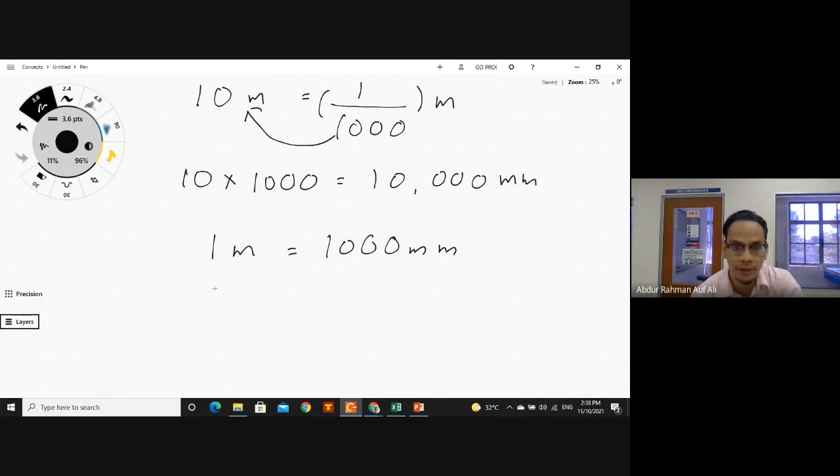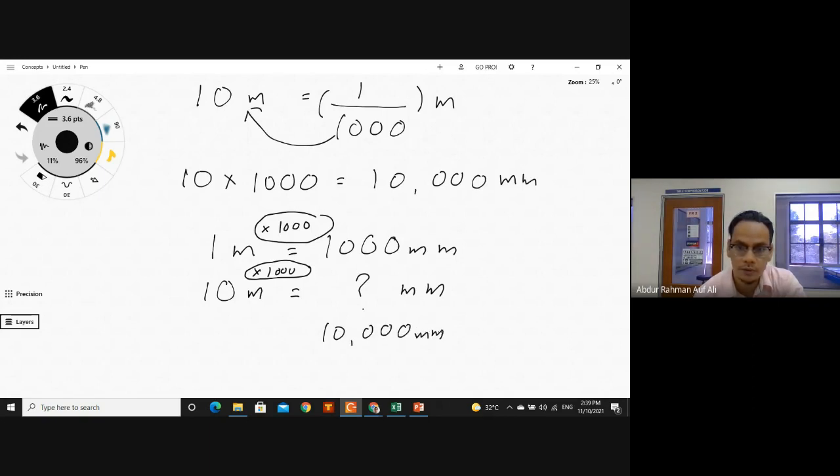So if you have a value here, 10 meters, how many millimeters? If 1 equals 1000, the conversion factor is that 1 meter is multiplied by 1000, giving 1000 millimeters. So if we have 10 meters as the value, we still need to multiply by that factor of 1000. So 10 multiplied by 1000 gives 10,000 millimeters. So this is another way of understanding this calculation.